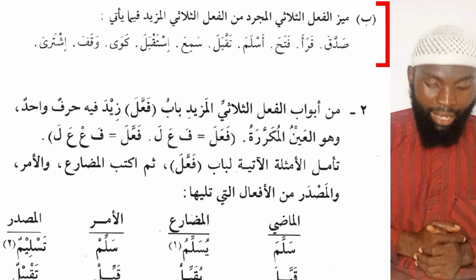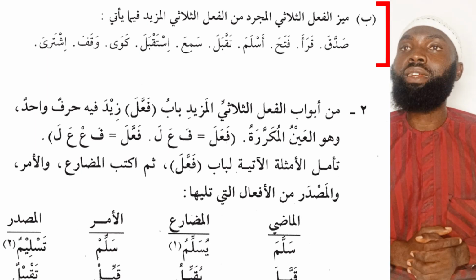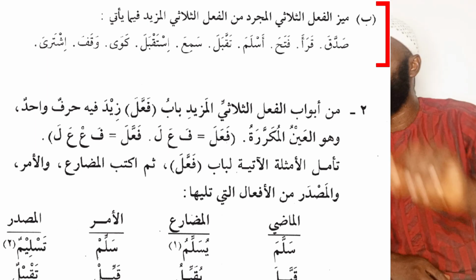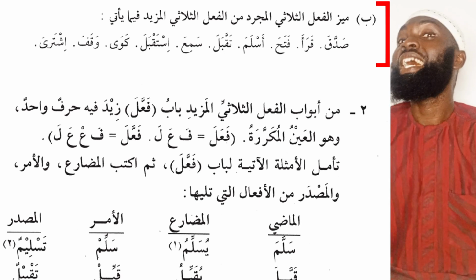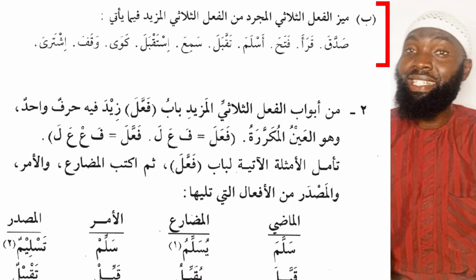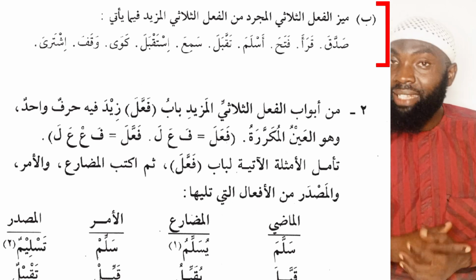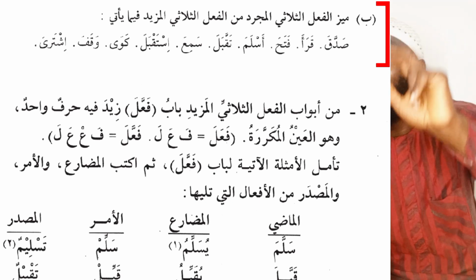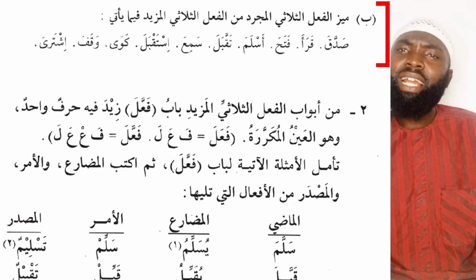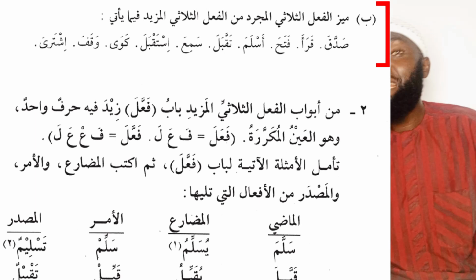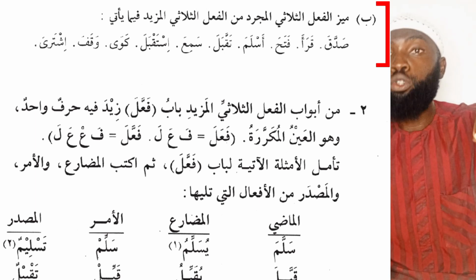The word Qara'a is still Al-Thulathi Al-Mujarrad. Fataha, Al-Thulathi Al-Mujarrad. However, Aslama is not Thulathi Al-Mujarrad, it is Al-Thulathi Al-Mazid because Hamza has been added to the beginning. Taqabbala, the same thing. Here 2 letters were added. The word is Qabila or Qabala. Ta has been added and the Ba has been doubled to have Taqabbala. So it is Al-Thulathi Al-Mazid.